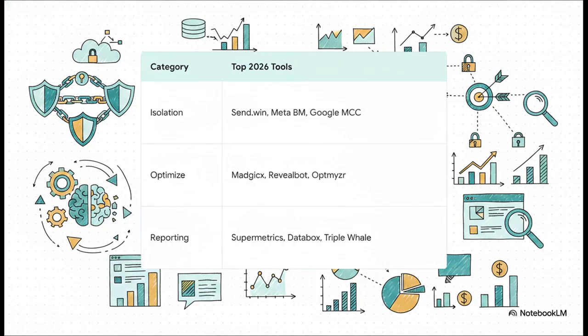Of course, they don't do all that alone. They rely on a highly proven tech stack. For access and isolation, you've got your Meta VMs, Google MCCs, and Sendwin. For campaign optimization, the pros lean heavily on AI tools. We're talking MagicX, RevealBot, or Optimizer. And for reporting and multi-touch attribution, you're looking at heavy hitters like Supermetrics, Databox, Triple Whale, or Northbeam. Now, you definitely don't need every single tool listed here, but you do need at least one really solid player in each of these three categories.